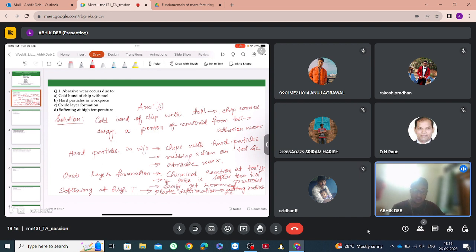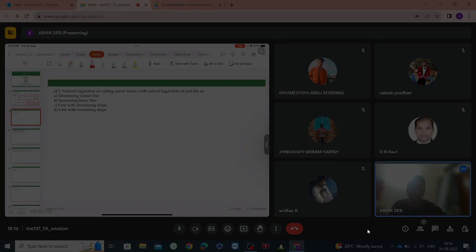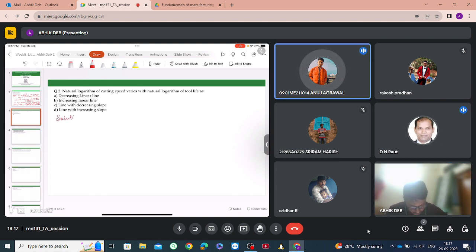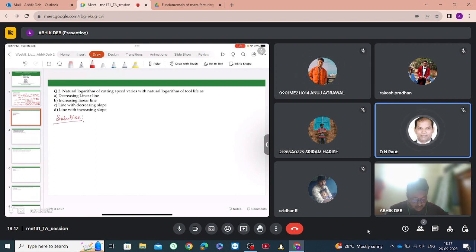Now the next problem. The natural logarithm of the cutting speed varies with the natural logarithm of the tool life as a decreasing linear line, an increasing linear line, a line with decreasing slope, or a line with increasing slope. Can you give me the answer to this? Before that, can you tell me how the cutting speed varies with the tool life? What is the famous equation that we use? Yes, Taylor's equation.